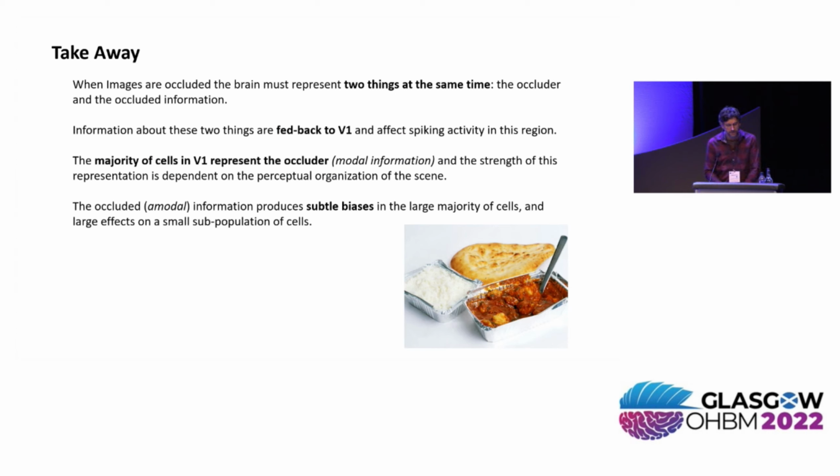So when the images are occluded, the brain must represent two things at the same time, the occluder and the occluded information. Information about these two things is fed back to V1 and affects spiking activity in this region. The majority of cells in V1 actually represent the actual occluder itself, the gray circle. And the strength of this representation is dependent on the perceptual organization of the scene. But the occluded information produces subtle biases in the large majority of cells and larger effects on a smaller subpopulation of cells.